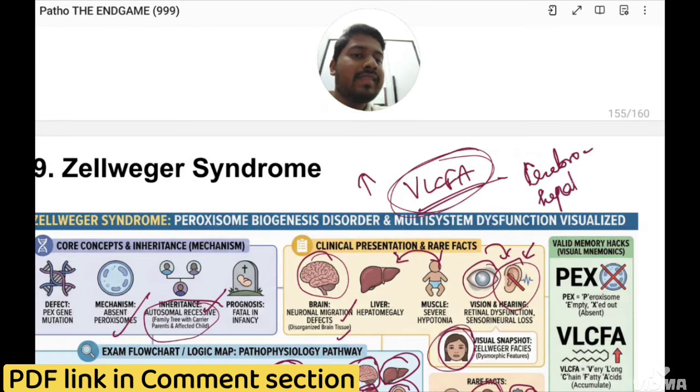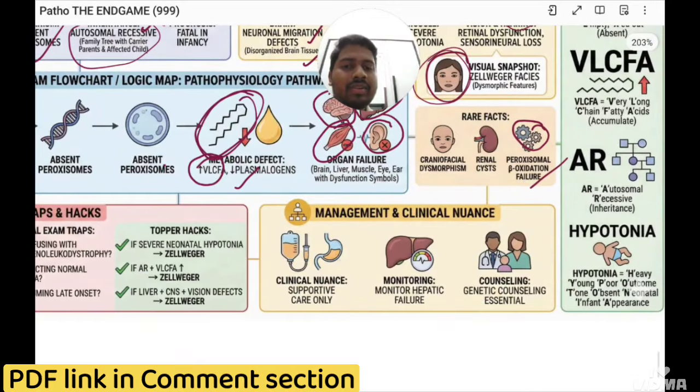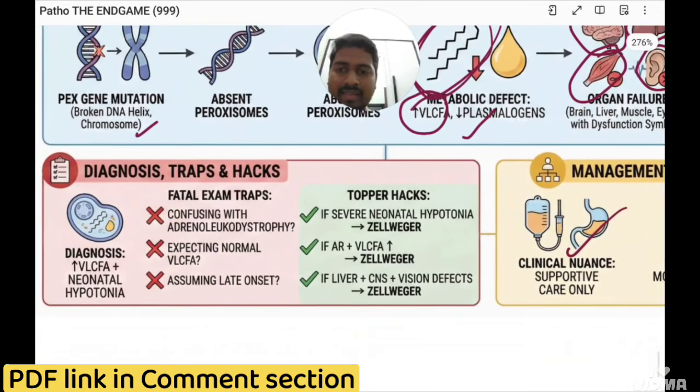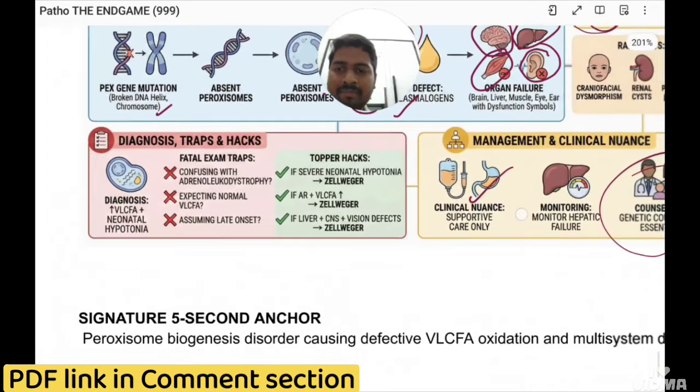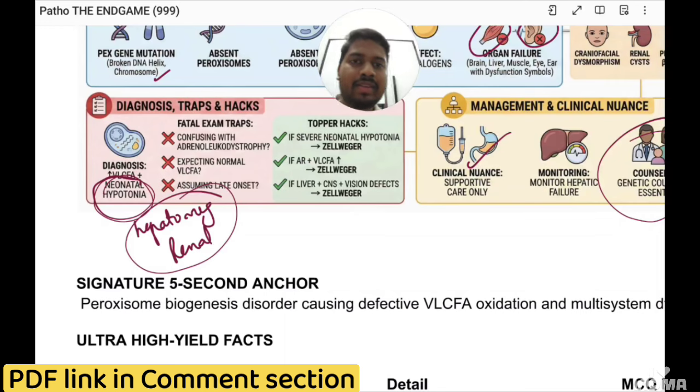Cerebro-hepatorenal syndrome, this is Zellweger, because there is defect in brain, in liver, and in kidney also. So renal cysts can occur. Clinically, there is only supportive care, there is nothing much which can be done. The only thing is you can advise genetic counseling. So what else is left? I think I have explained everything. Whenever you see neonatal hypotonia along with hepatomegaly and renal involvement, always think about Zellweger syndrome.